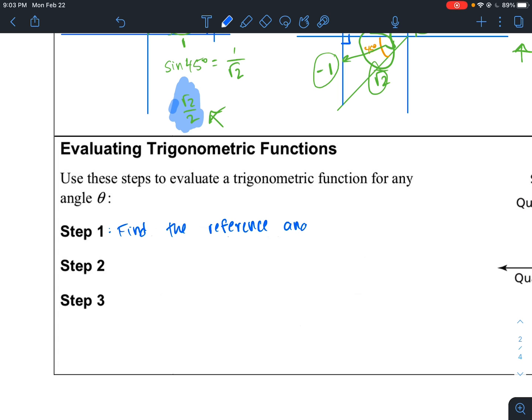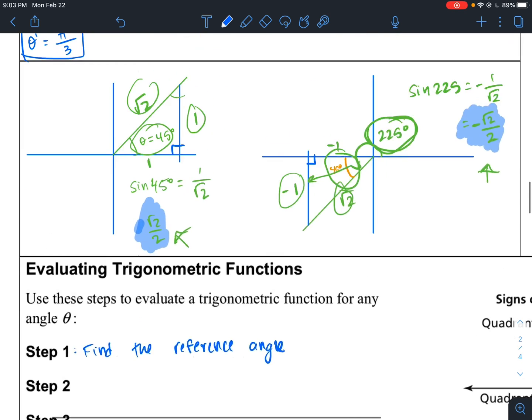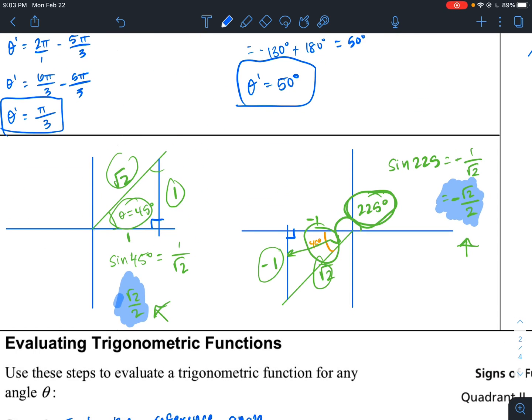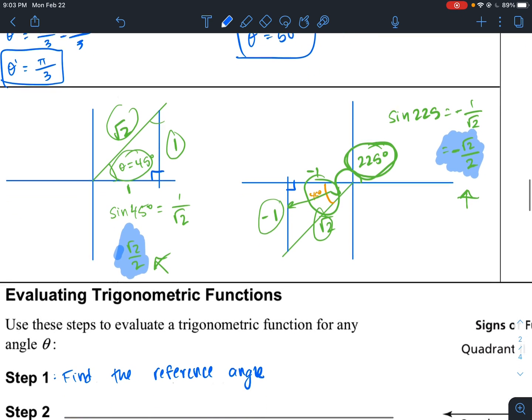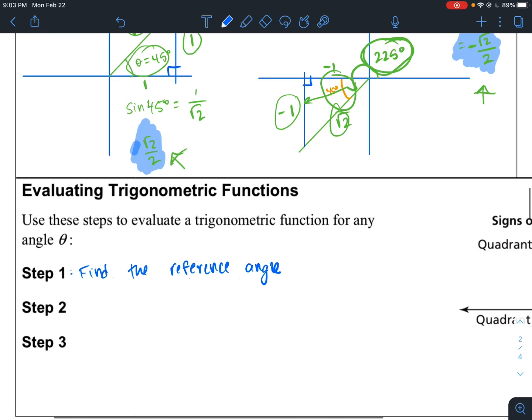So find the reference angle. Notice up here, this is in quadrant 1. Quadrant 1 doesn't really have a reference angle. It is what it is. First thing I did over here on the right side was I noticed that the reference angle was 45 degrees.